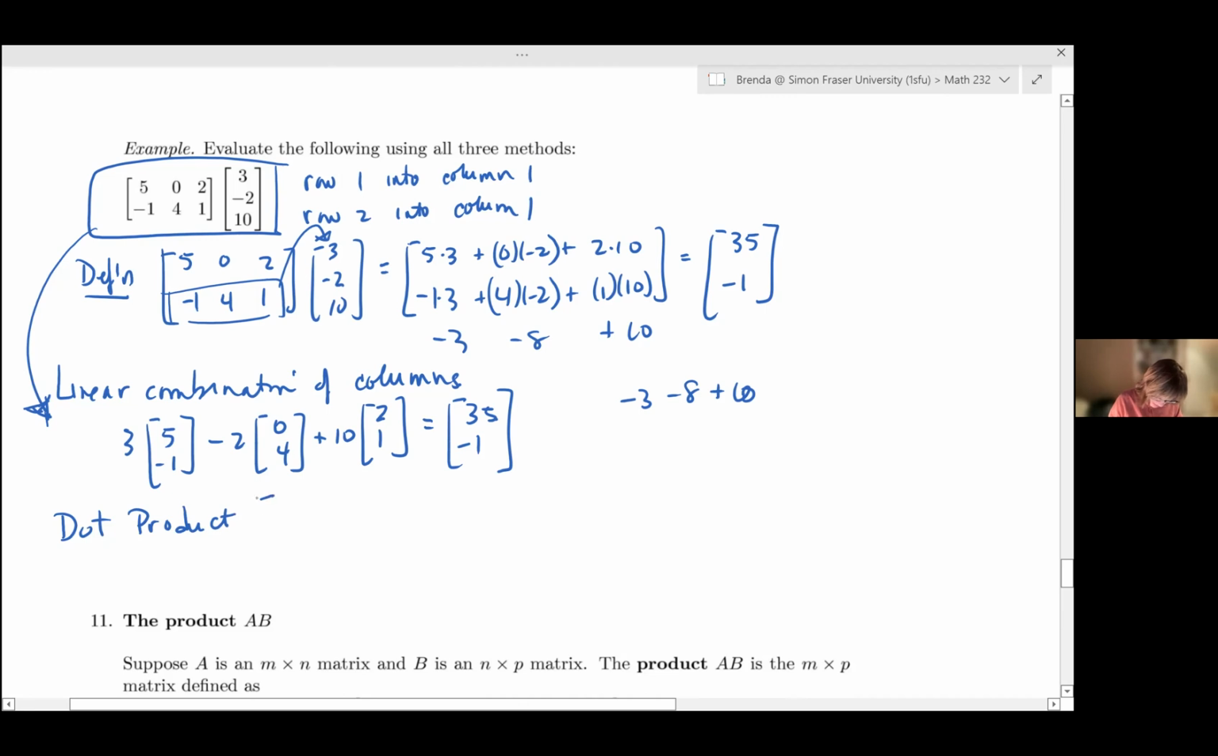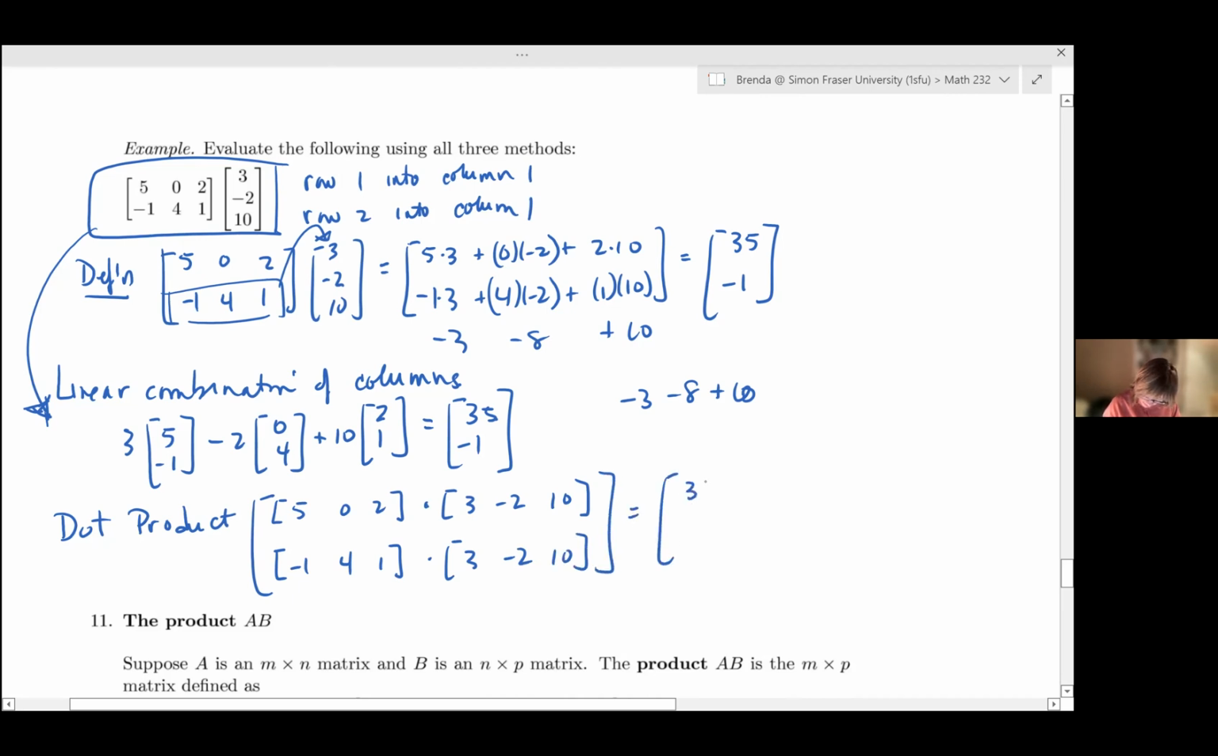I'm thinking of it this way. The dot product of 5, 0, 2 with 3, minus 2, 10. The dot product of the other row with 3, minus 2, 10. Yeah, those two dot products. And I get the same thing. There it is. Okay, so that is multiplying a matrix times a vector.